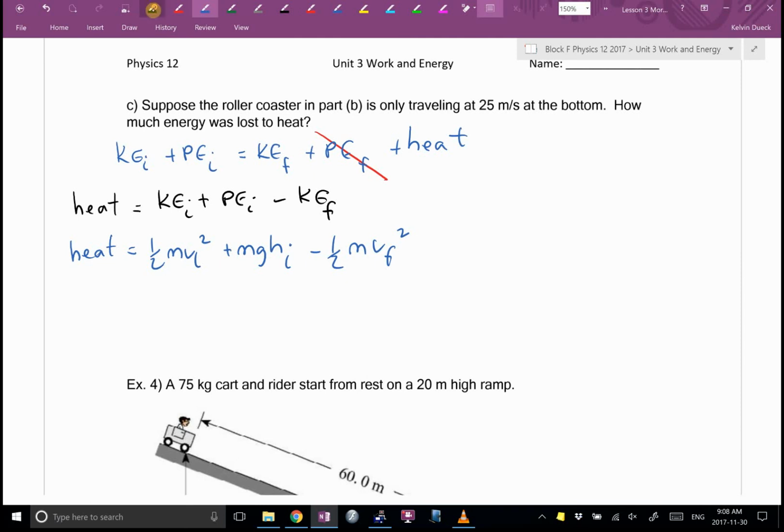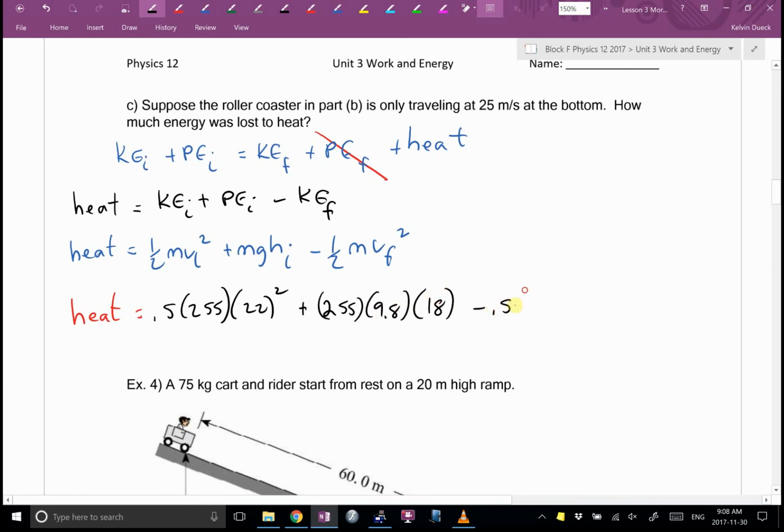Okay. So heat, I'll do that in red because it's heat. It's going to be 0.5 times the mass. What was the mass? 250? What did I say it was? 255? And the initial speed, was it 22 at the top? Plus 255 times 9.8 times 18, minus 0.5 times 255 times 25 squared. This is a bit of typing, but it's actually a pretty easy calculation. What do you get? Probably going to get an answer in the thousands or tens of thousands, I suspect, but maybe not.